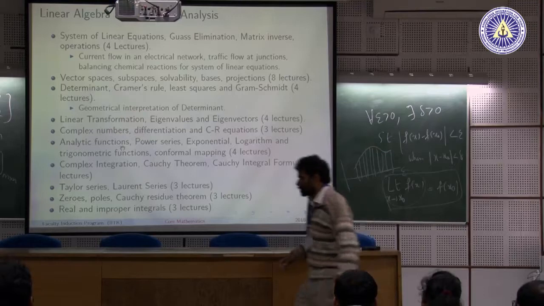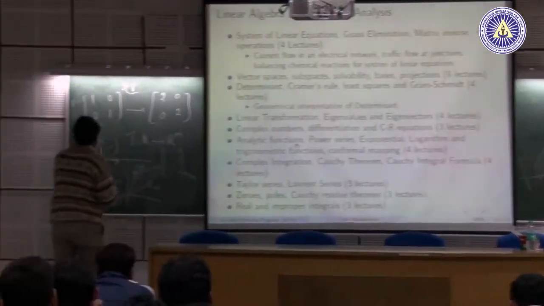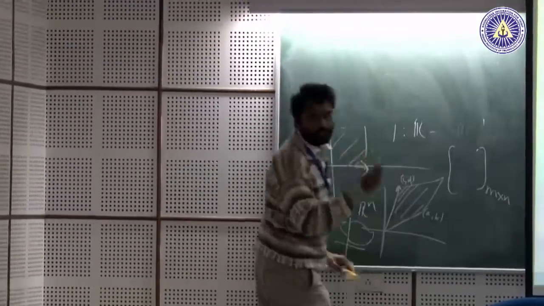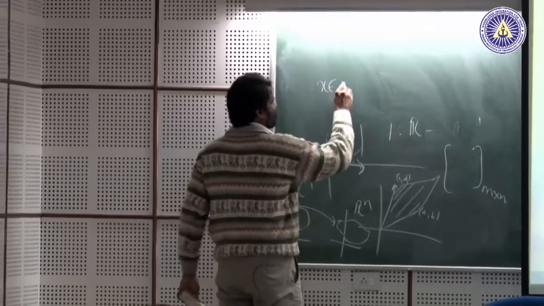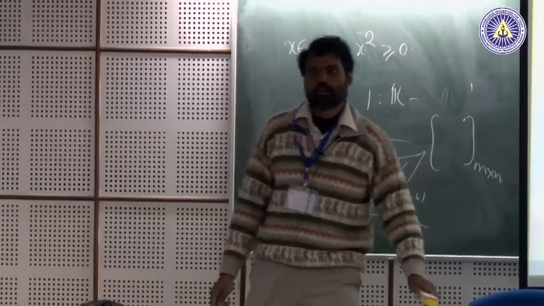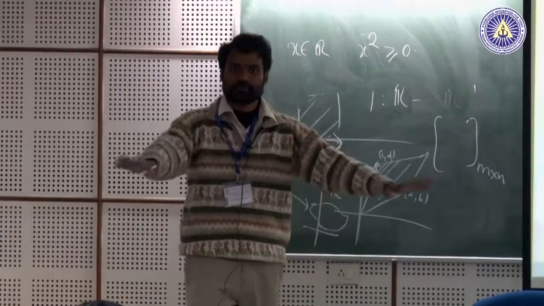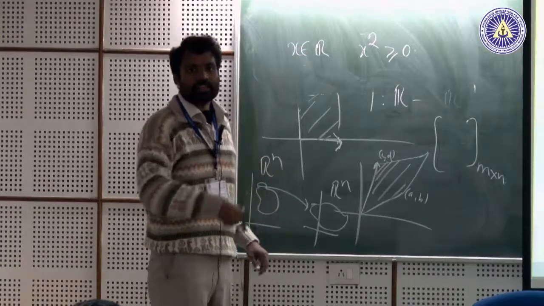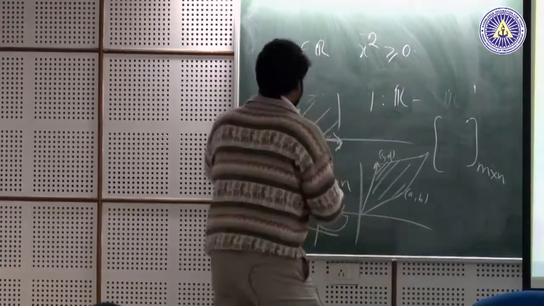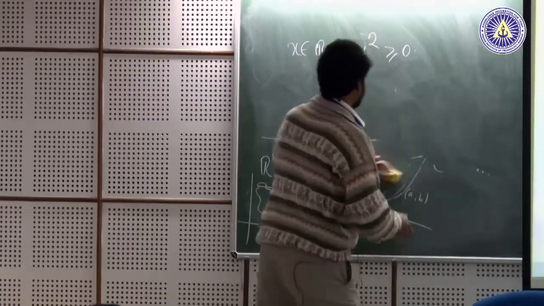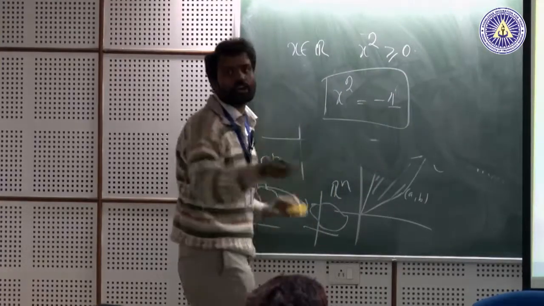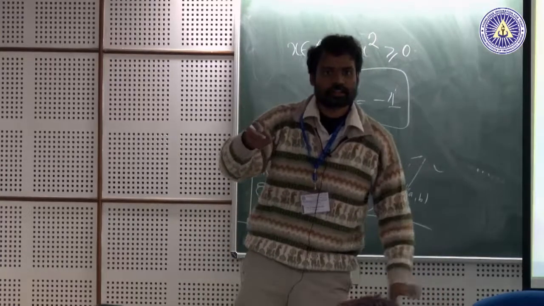No, I mean, for instance, I know this result in real numbers: if I take any real number x, then x squared is always greater than or equal to 0. This is a theorem that we know. By introducing i, what are you asking? What is the number such that x squared is minus 1? That is what you are asking when you introduce a number i.